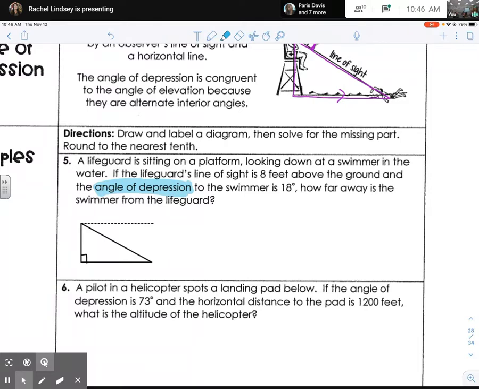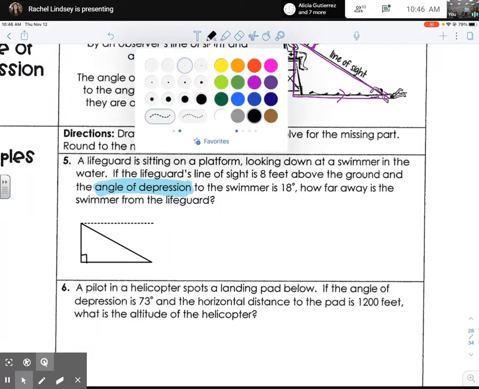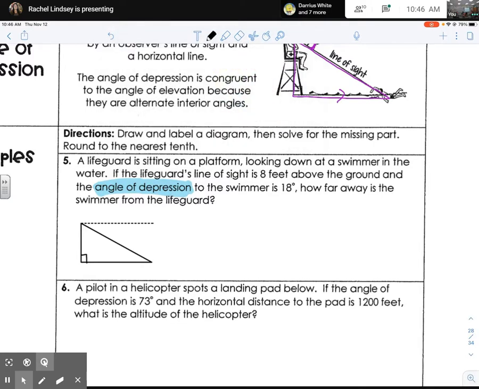So, the lifeguard is sitting on top of the platform looking down at a swimmer. So here's the lifeguard, and he's looking down at a swimmer. The swimmer's down here. And this is his platform.